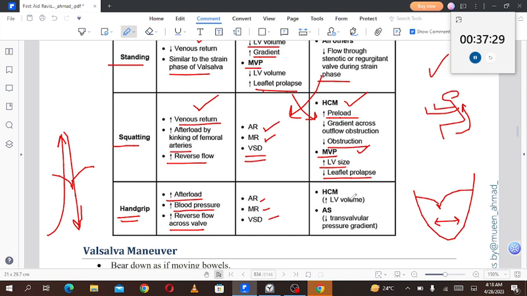and hypertrophic cardiomyopathy murmur will be decreased because of increased left ventricular volume, and aortic stenosis murmur will also be decreased because of decreased transvalvular pressure gradient. When the left ventricle is having increased pressure, the difference between the aortic and the left ventricular pressure is decreased. So the stenotic aortic valve can open more easily, and the blood can enter.